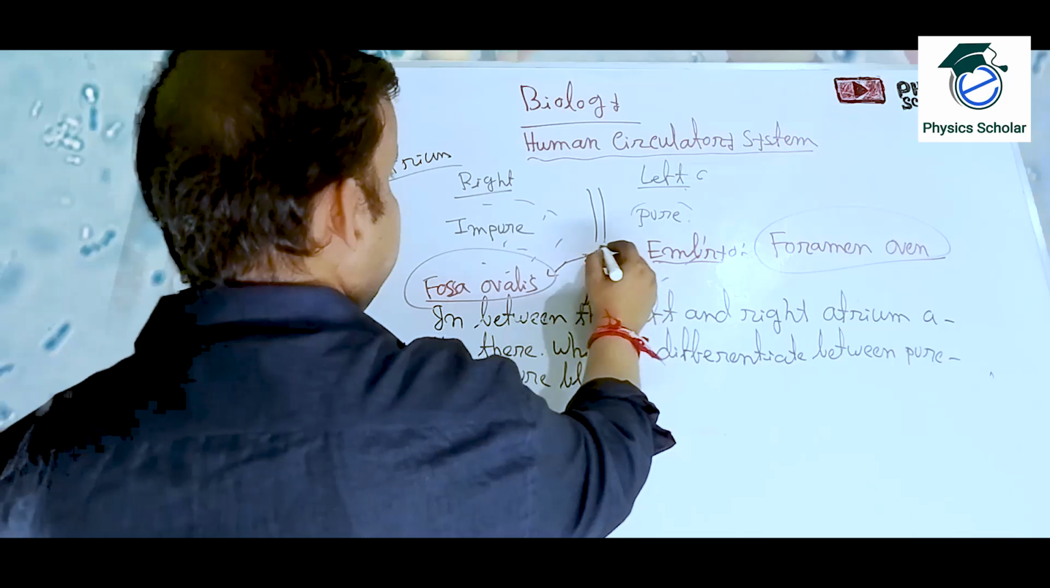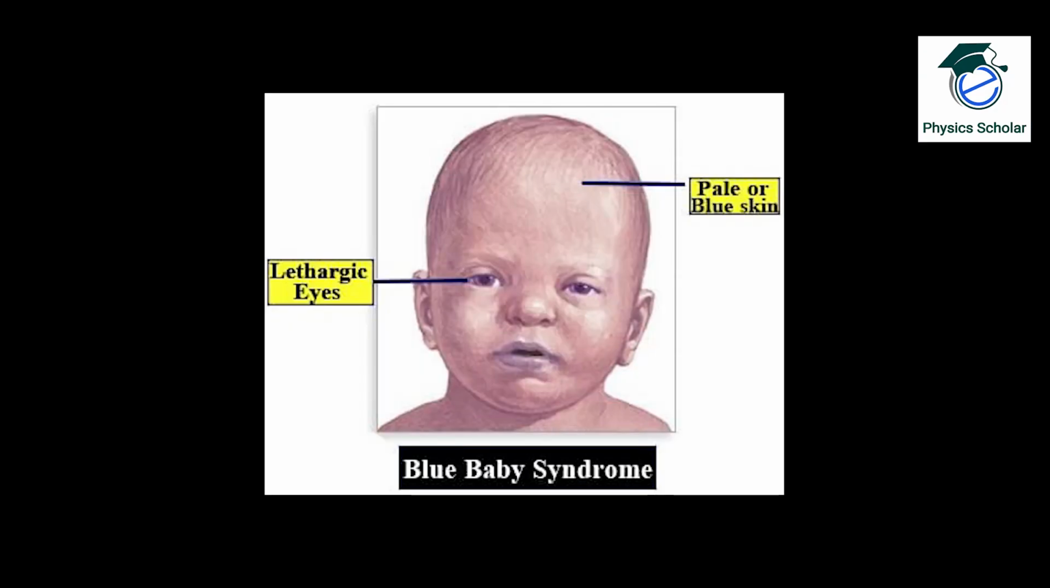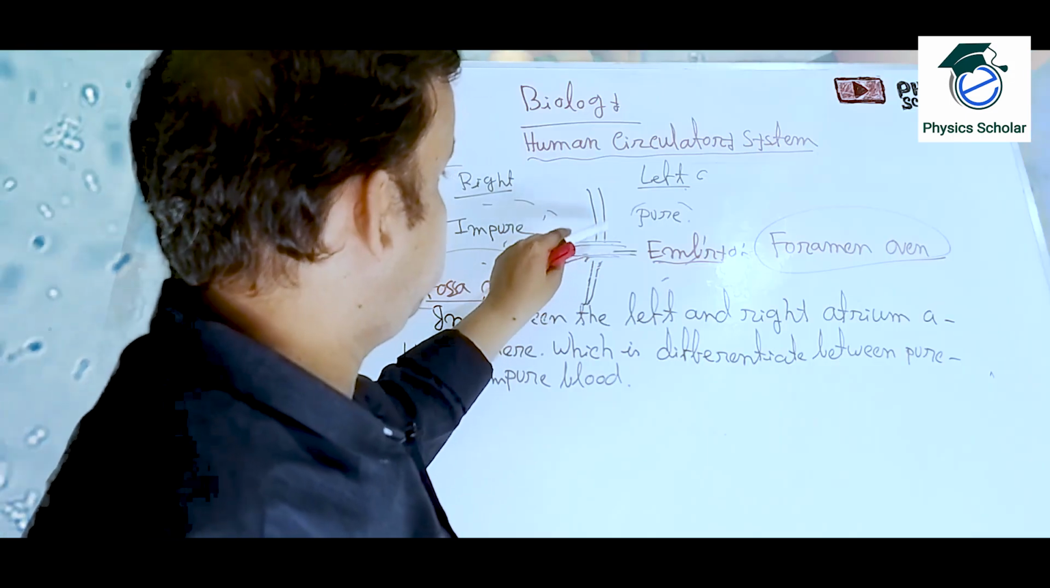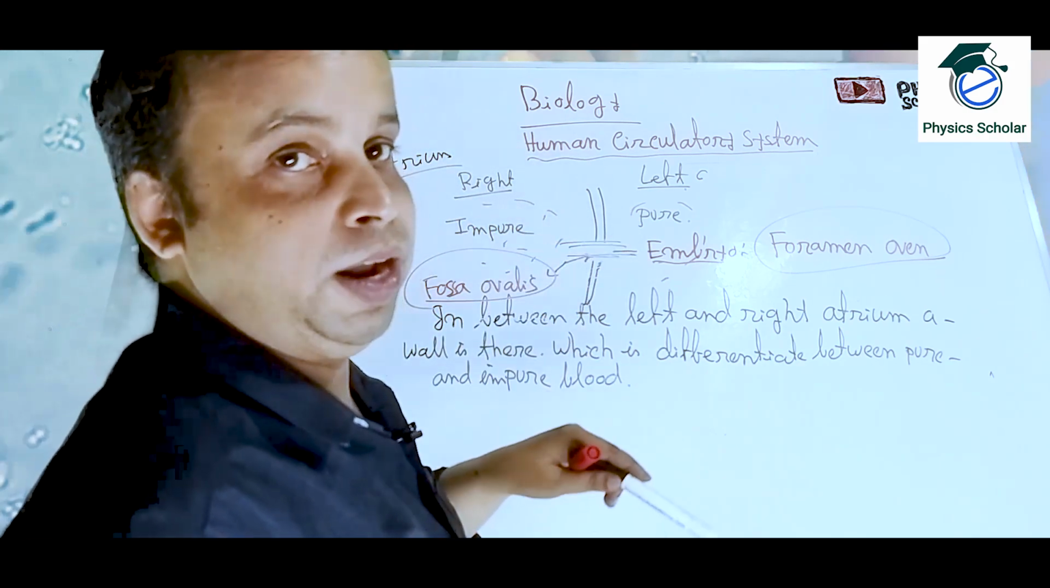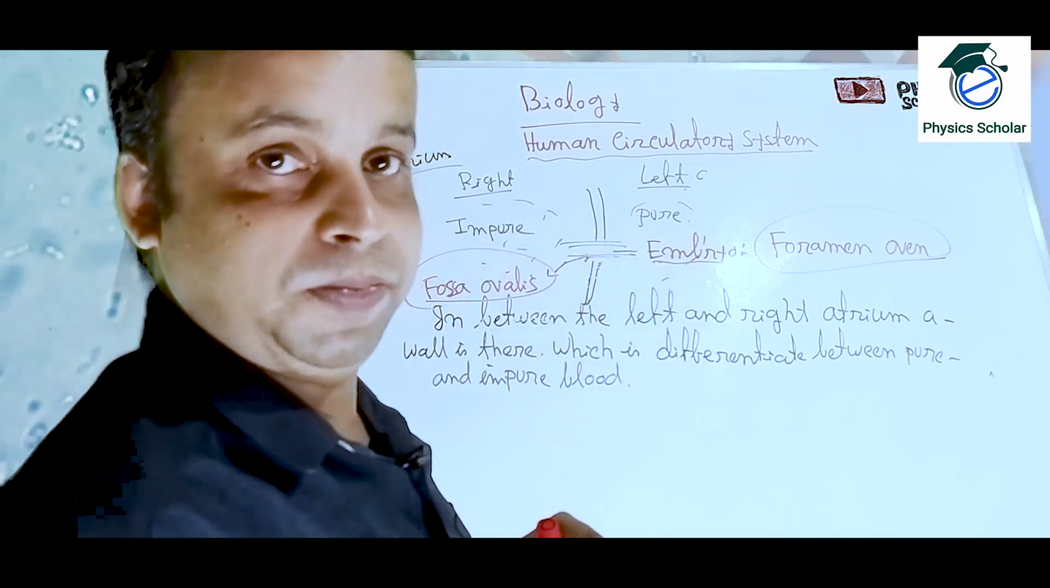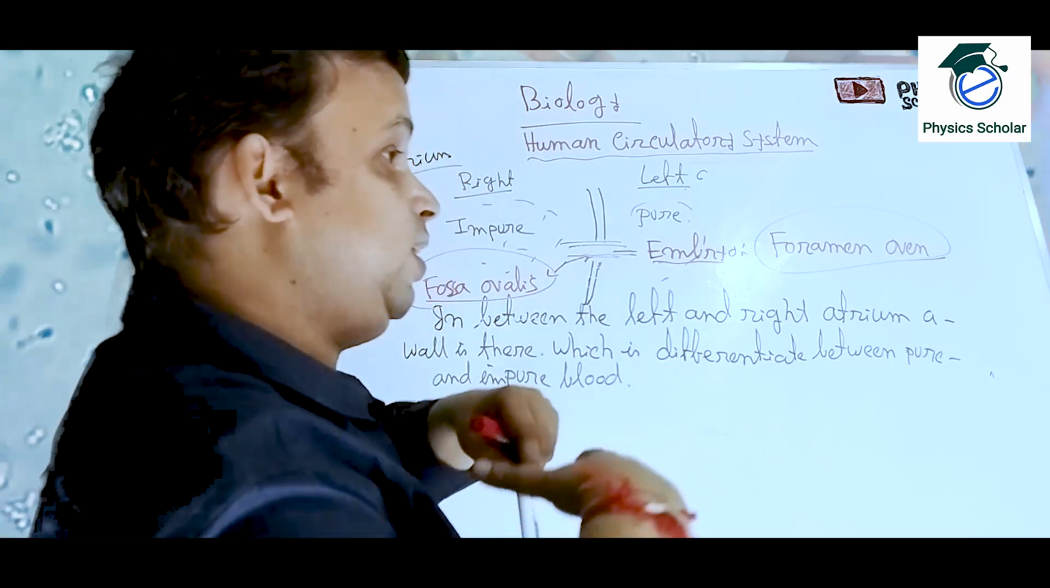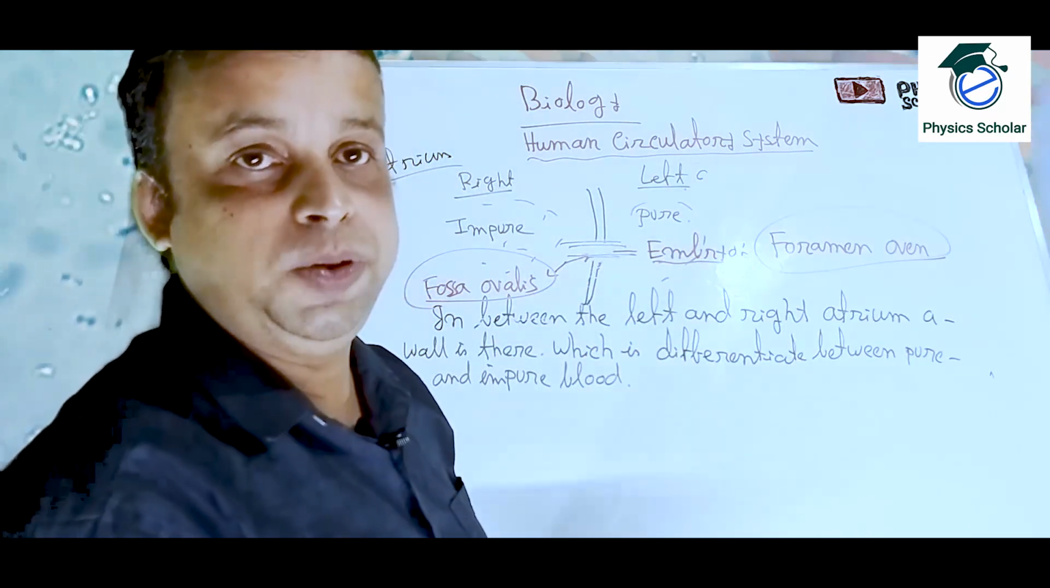The pure and impure blood will mix with each other. That means the whole blood will be impure. Clear? That is mixed. Pure and impure blood will mix through this hole. The impure blood will mix with the pure blood, or the pure blood will mix with the impure blood. Clear? So this blood is not totally pure.